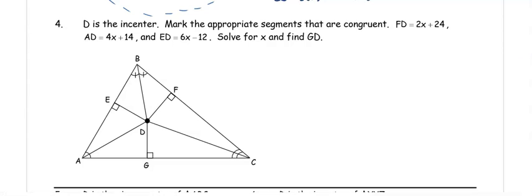In number 4, D is an incenter. So we want to solve for x and find GB. So if it's an incenter, it's going around inside the circle. So ED, FD, and GD are congruent. 2x plus 24. AD we're not going to use.